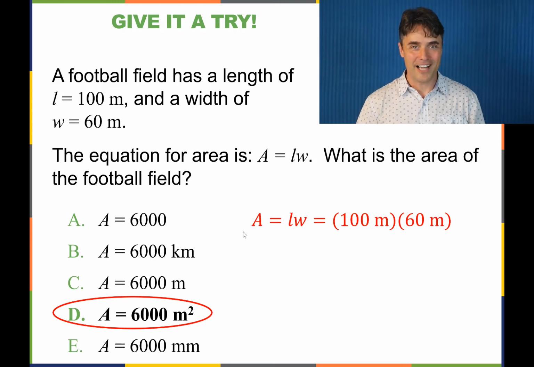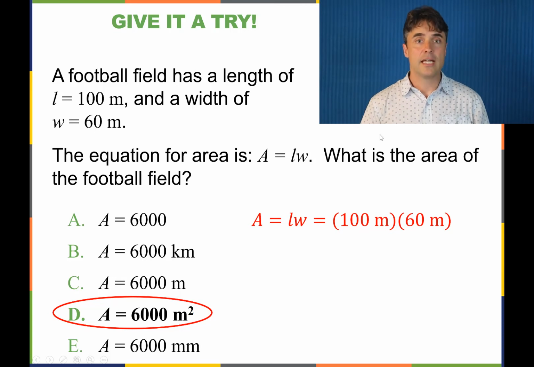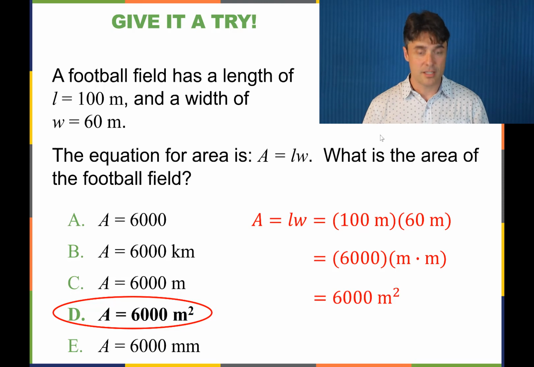Okay, we're back. And it turns out the correct answer is D. The area is 6,000 meters squared. One way of looking at this is to put the 100 and the 60 meters in parentheses and then apply our rules of multiplying to rearrange the factors so you have 6,000 times meters times meters. Meters times meters is meters squared, so it's 6,000 meters squared.